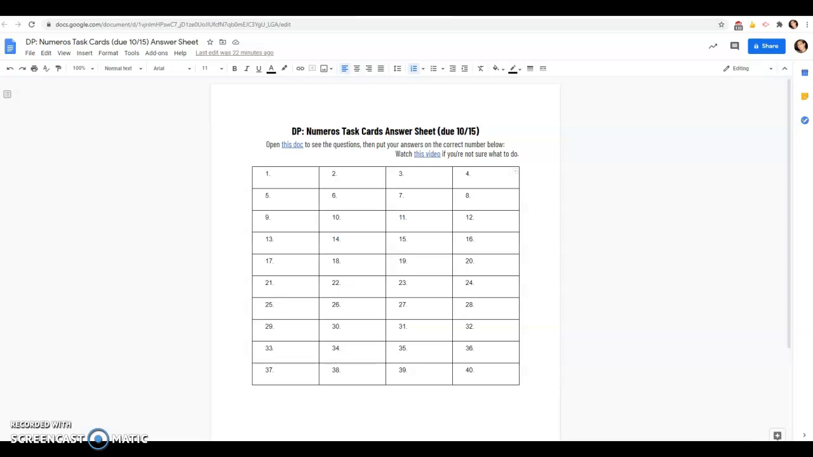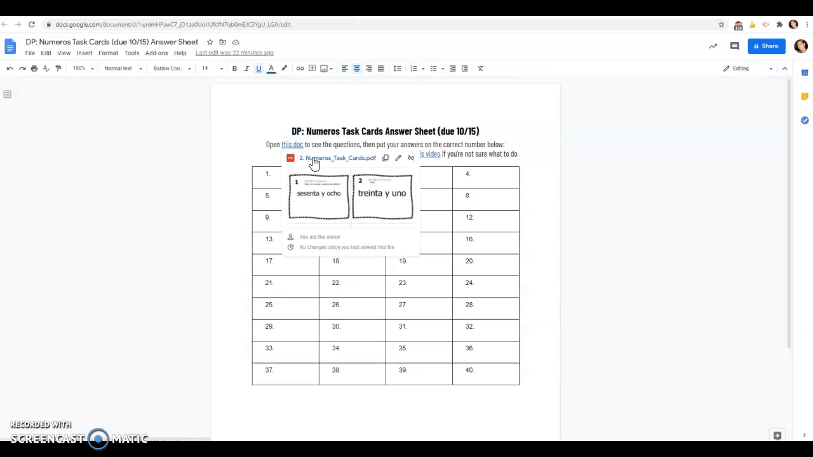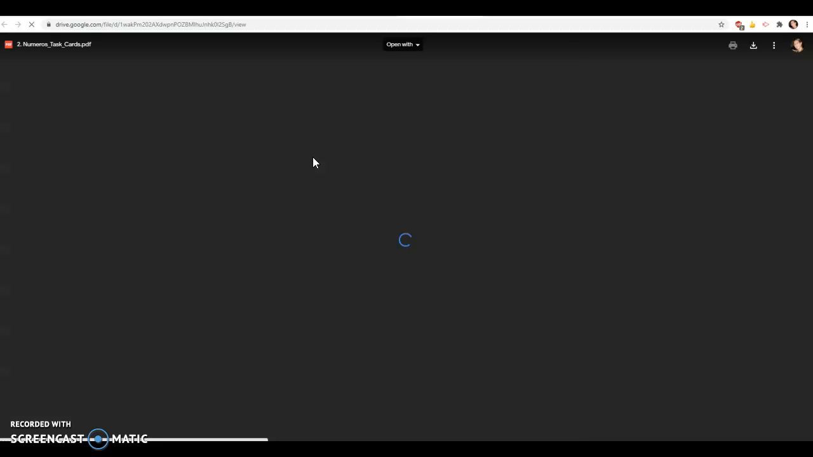All right, how to do the NUMEROS task cards homework. So this is the answer sheet. This is where you should be. And it says, open this doc to see the questions, then put your answers on the correct number below. So let's go ahead and open that doc and see what it says.